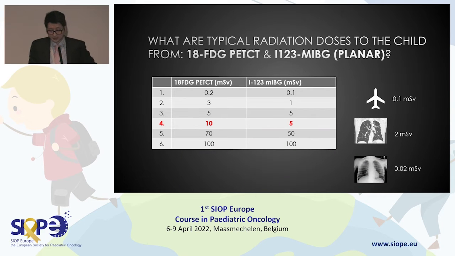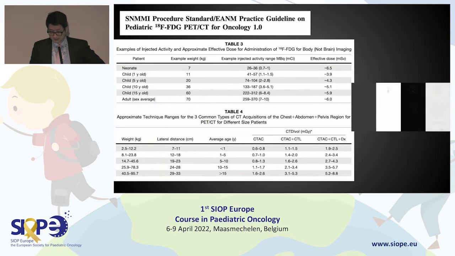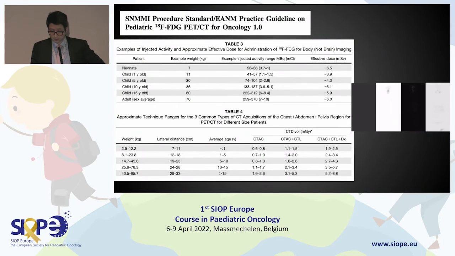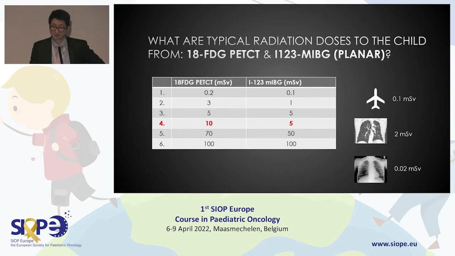So going back to this here, a ballpark figure for an FDG PET CT, for your understanding, is around 10 millisieverts, whereas for a planar MIBG, if you just want this picture, which is the standard for SIOPEN scoring and you don't want any SPECT CT, the radiation dose for an MIBG scan is around 5 millisieverts. Is there any question before I move on?